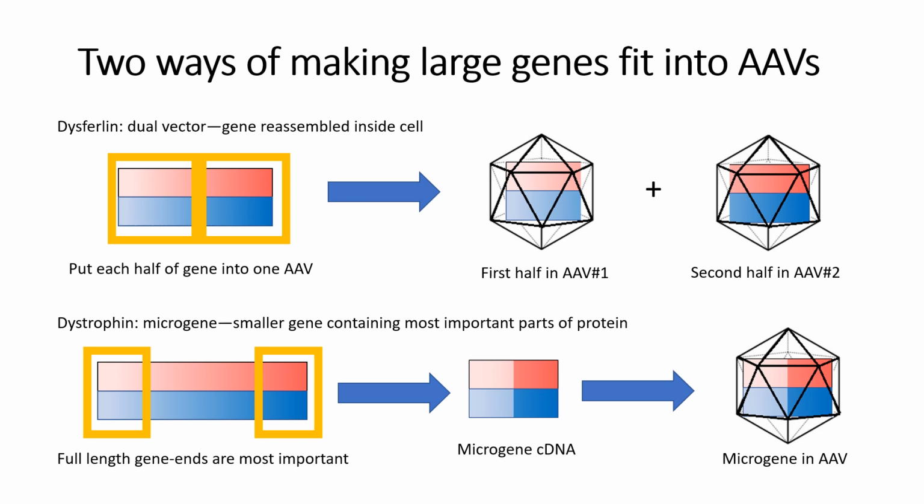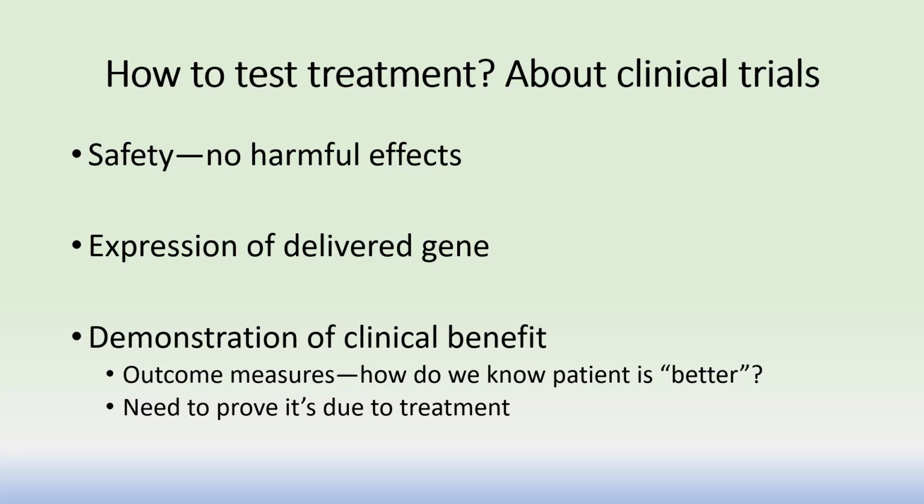Another approach is that for some genes, some parts of the protein are more important than other parts. So we can pare down the gene to only its most important parts, fit that into a single AAV, and get not the complete protein, but something that works pretty well. Okay, so that's what we're going to try to put into people.